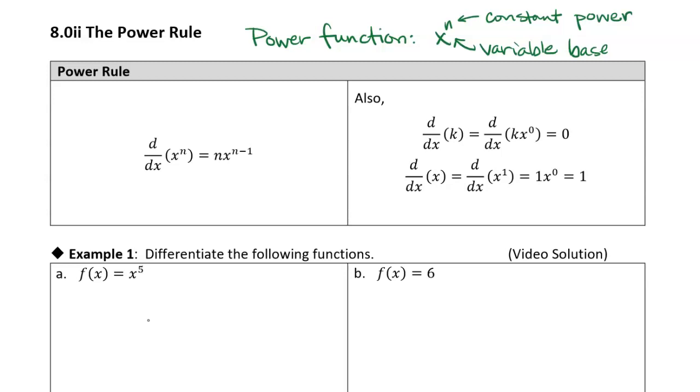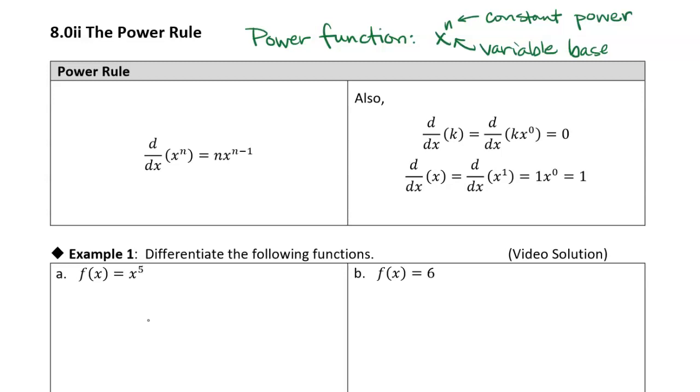What does the power rule say? The power rule says that the derivative of x to the n, so a variable base raised to a constant power, is just n times x to the n minus 1. So we essentially bring the power down, and it becomes a multiplier, and then we subtract 1 from the power.